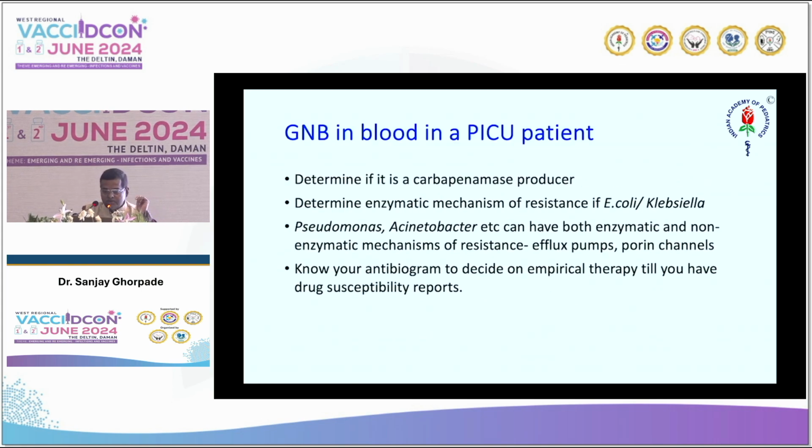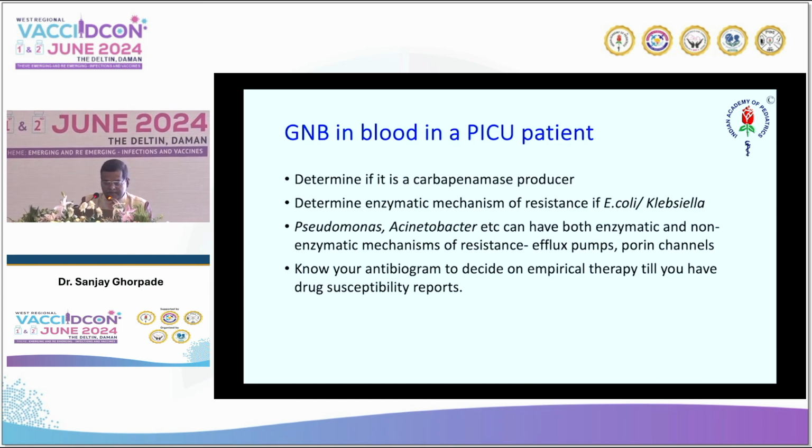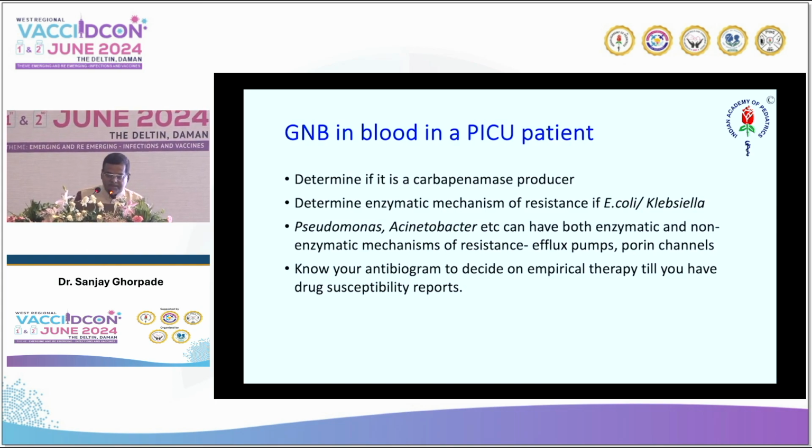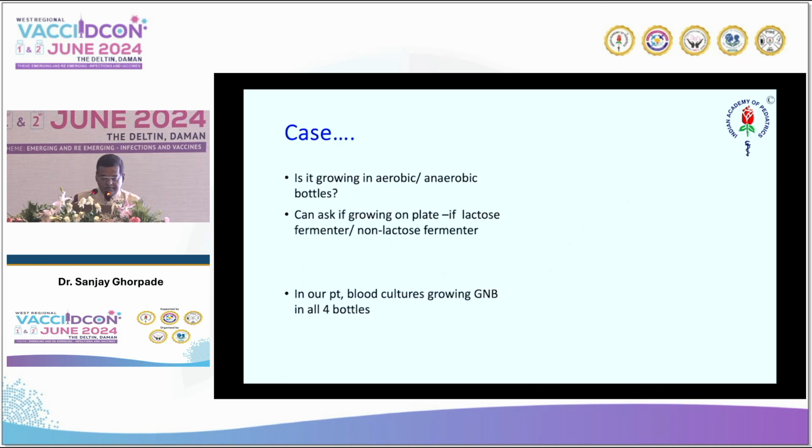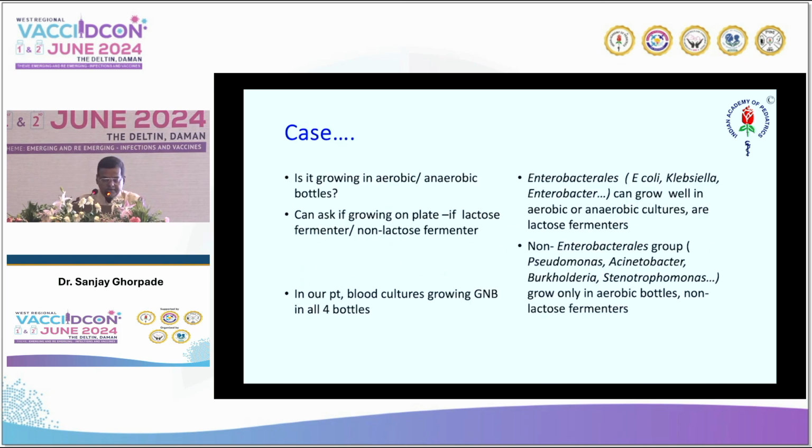In this patient there was a growth of an organism, which was gram negative. When you are suspecting this, there are always 4 gram-negative bugs: E. coli, Klebsiella, Pseudomonas and Acinetobacter. Can you give certain guidelines to the audience regarding these organisms? So basically we have to know whether it is enzymatic or non-enzymatic, because we have carbapenemase-producing organisms in mind. So there will be lactose fermenters and non-lactose fermenters. Lactose fermenters are E. coli, Klebsiella and Enterobacteriaceae, and non-lactose fermenters are Pseudomonas and Acinetobacter as well as Burkholderia.